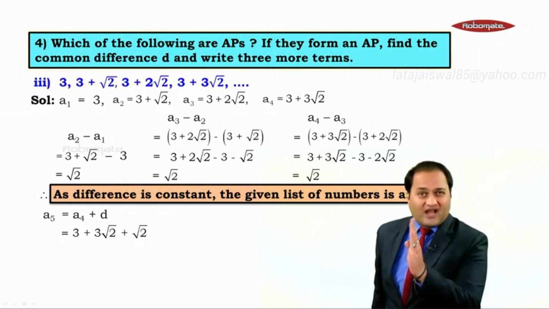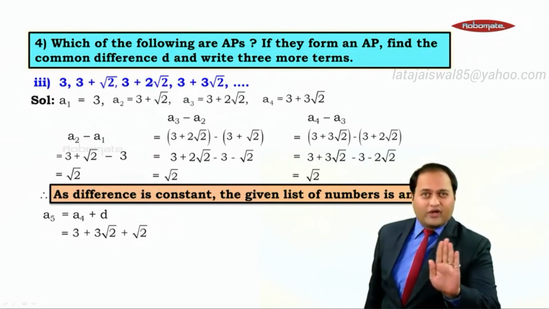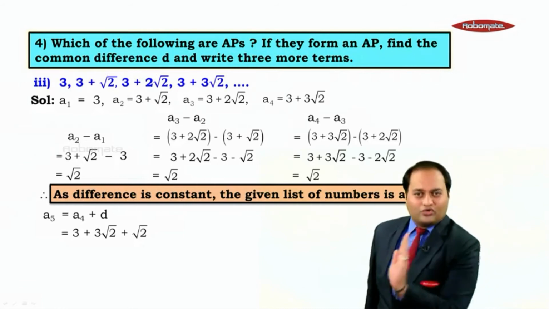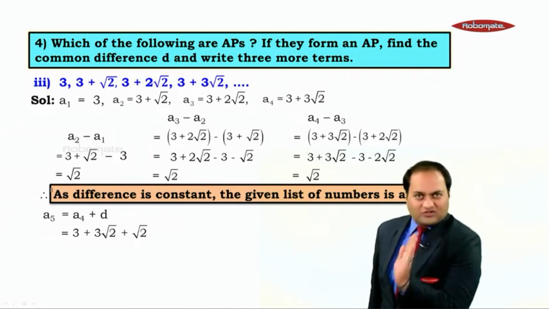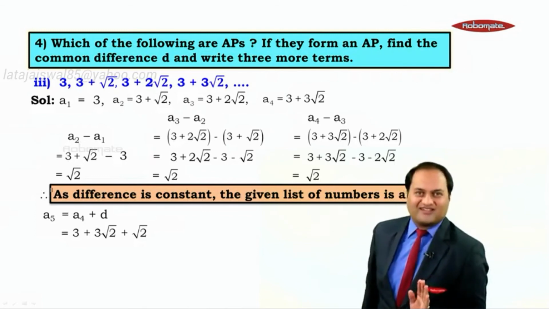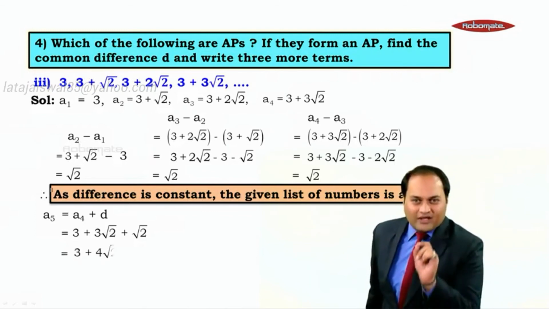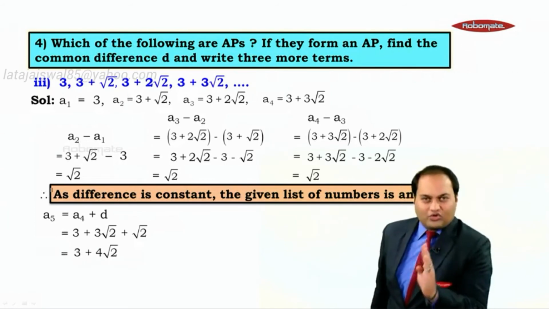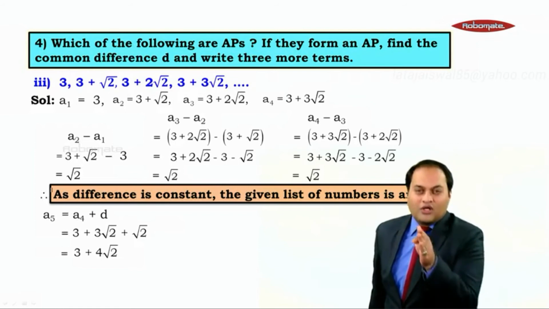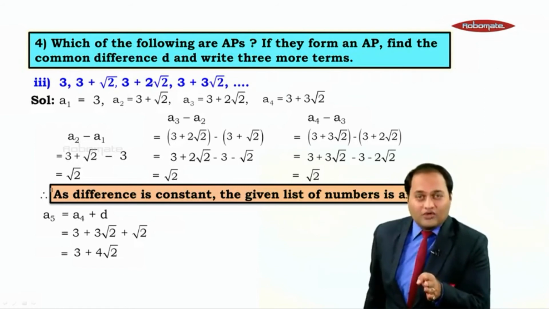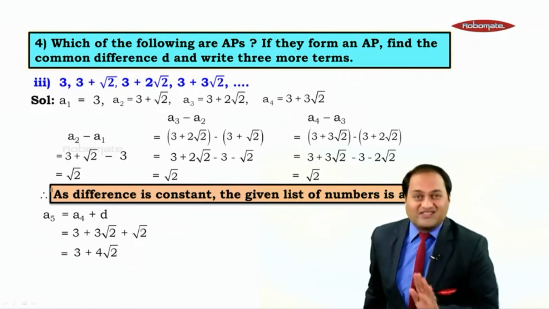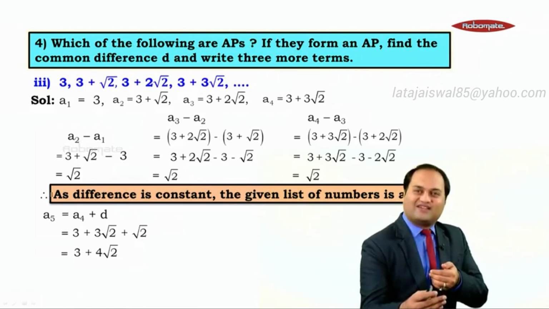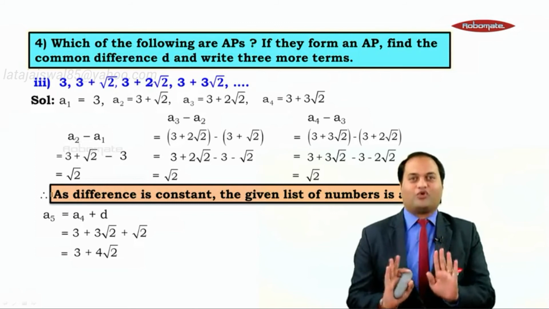Now 3 is a rational number. 3 root 2 and root 2 are irrational numbers. You can add 3 root 2 and root 2. You cannot add 3 to them. Right? Because a rational number cannot be added to an irrational number. So what do we get? 3 root 2 plus root 2 is 4 root 2. 3 plus 4 root 2 stays as 3 plus 4 root 2. Don't write it as 7 root 2 because 3 is a rational number and 4 root 2 is an irrational number. Don't add the two. 3 plus 4 root 2.